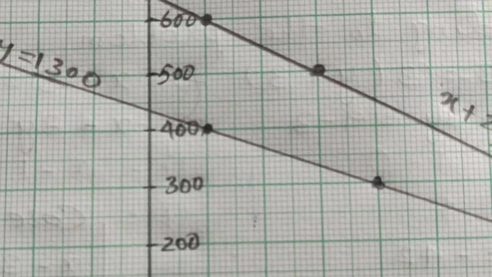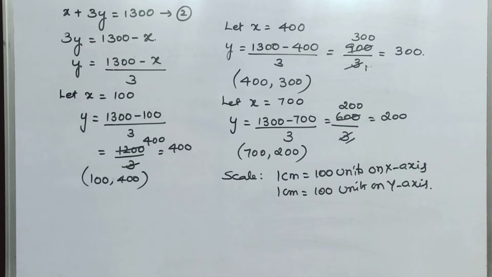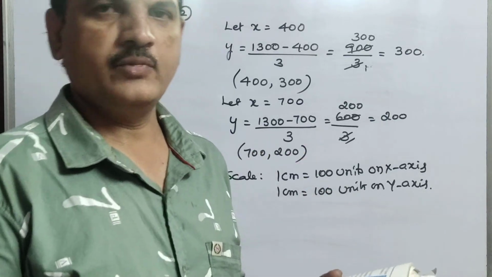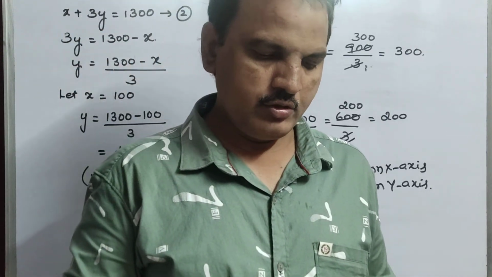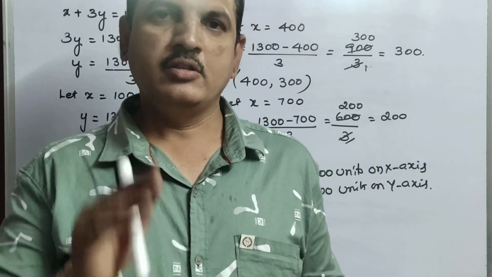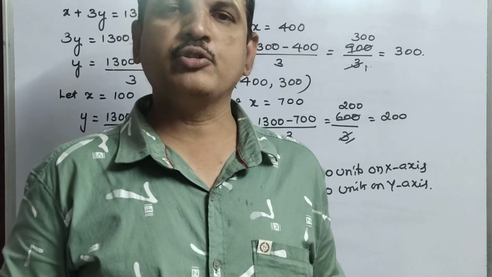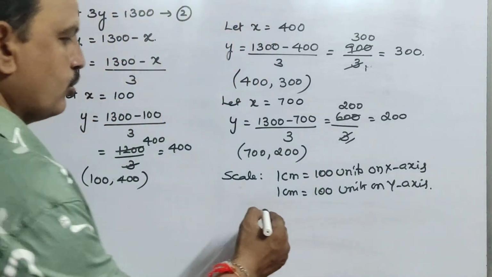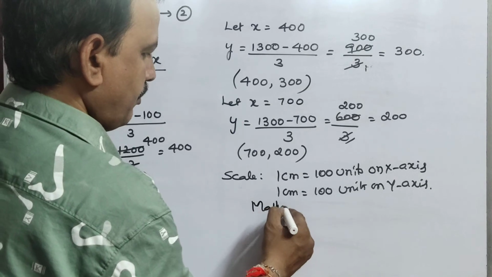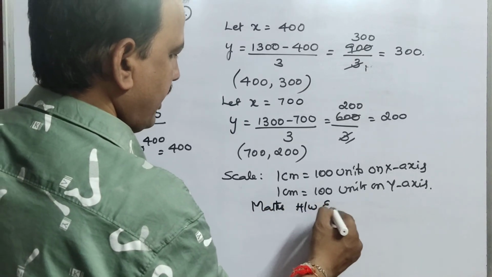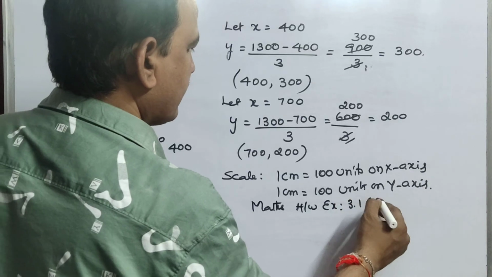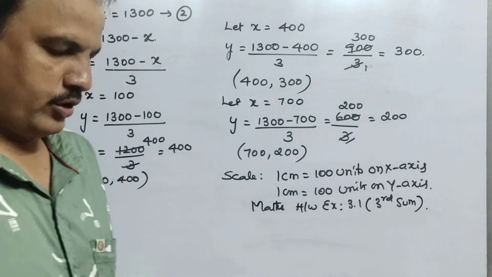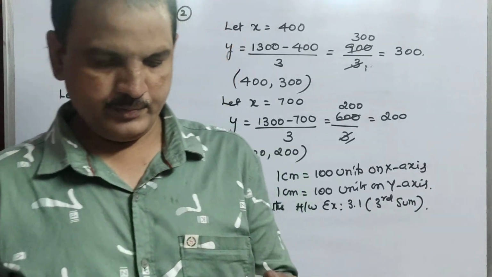Is it clear? So children, in the next class, that means tomorrow, that is Saturday, we are going to learn about exercise 3.2. Before going to 3.2, we have to learn some important things. Listen, children, today's math homework is exercise 3.1, third sum. Only one sum I gave. Do that in graph.